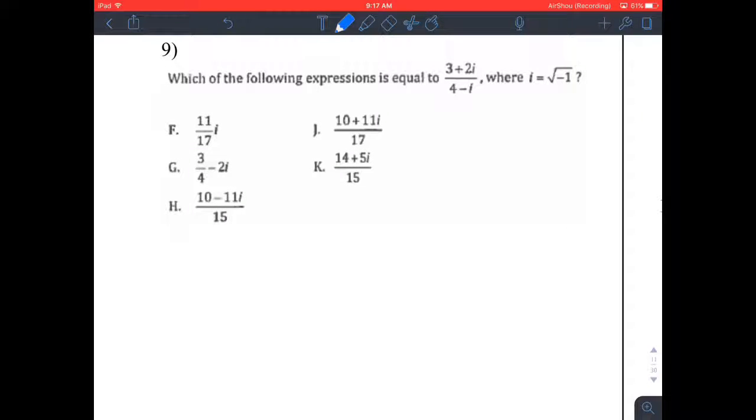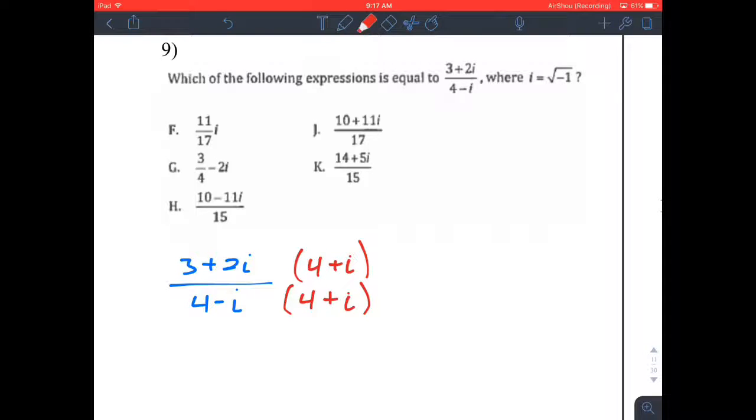Number 9, which of the following expressions is equivalent to 3 plus 2i over 4 minus i? Well, to do this problem, we are going to get rid of the imaginary number on the bottom. It's a common practice that you don't want imaginary numbers in your denominator, and if you look at all the possible answers, they don't have imaginary numbers on the bottom. To fix this, we're going to multiply the top and the bottom of the fraction by the conjugate of the denominator. Conjugate means the same terms, only instead of whatever sign that you're given, in this case subtract, we do the opposite, which is plus.